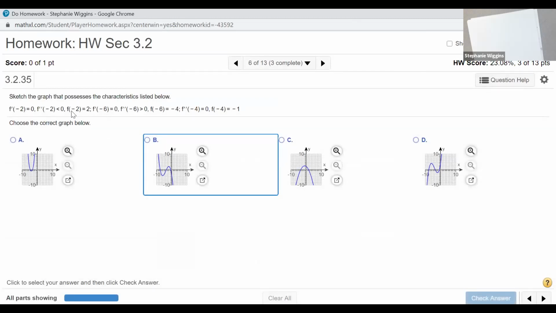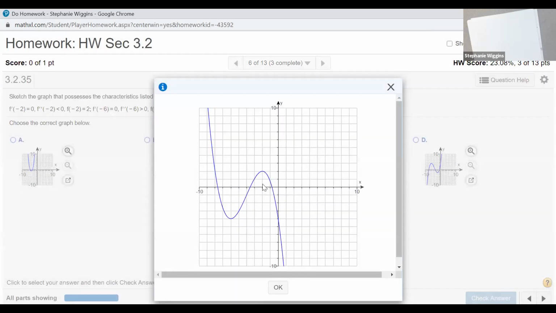How about this one here? F of -2 equals 2. Let's check both of these two choices that are still in the running. F of -2, here's -2. Yes, F of -2 equals 2 because it's the height here, this point has a y-coordinate of 2. That's the output of the function. So yes, F of -2 is equal to 2.